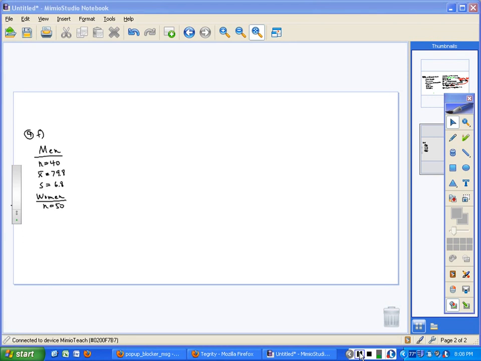So X bar is 81.2 and S is 8.4. This is the problem where it matters which is group 1 and which is group 2. So again, we pick the larger standard deviation, which is 8.4. So the women will be group 1, and the men will be group 2.